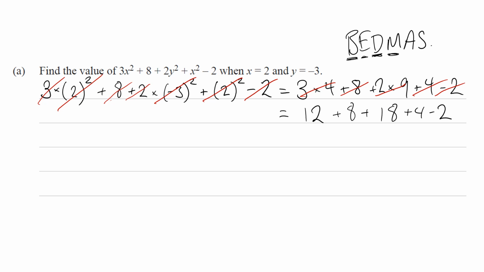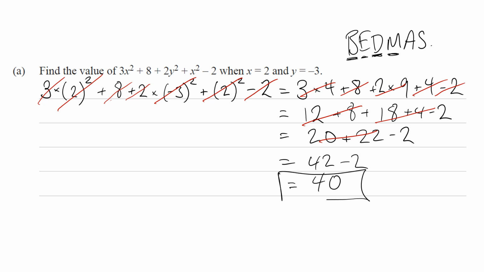And now we just go through and do our addition and our subtraction. So this should be really easy for us. I'll stick with my colors so that I don't get confused. Equals 12 plus 8 is 20. Easy as. 18 plus 4, that's 22, minus 2, equals 20 plus 22, which is going to be 42, and then we've got our minus 2 to finish off with, and 42 minus 2 is obviously 40. So the value of this when x is equal to 2 and y is equal to negative 3 is going to be 40.